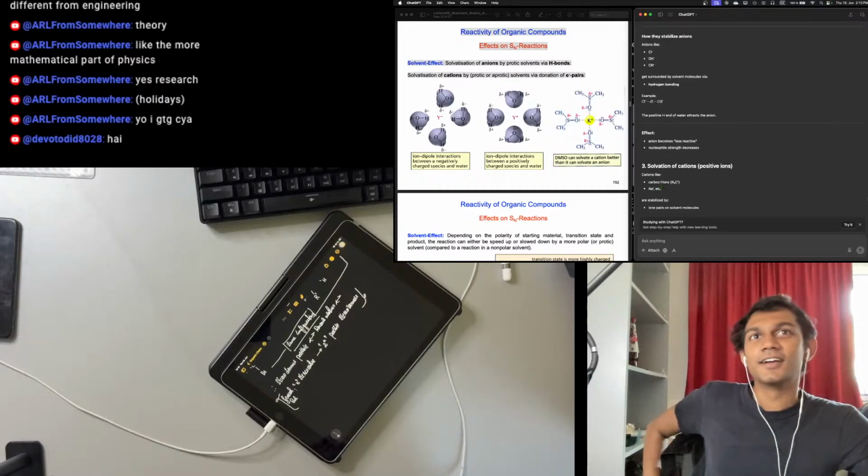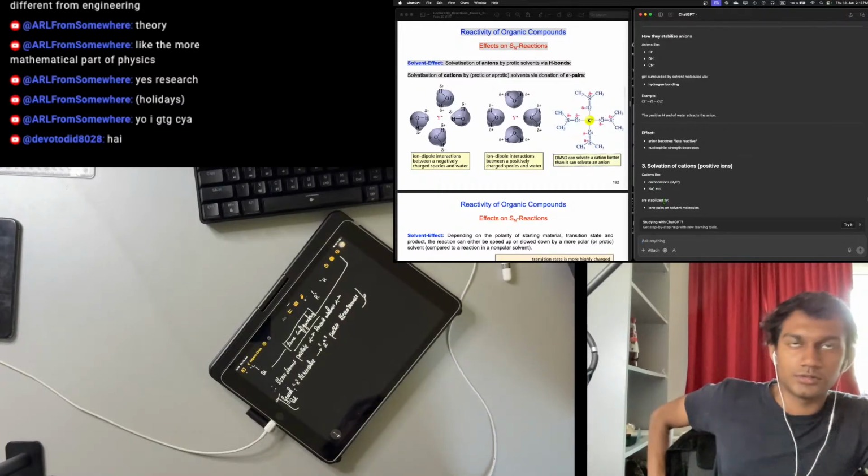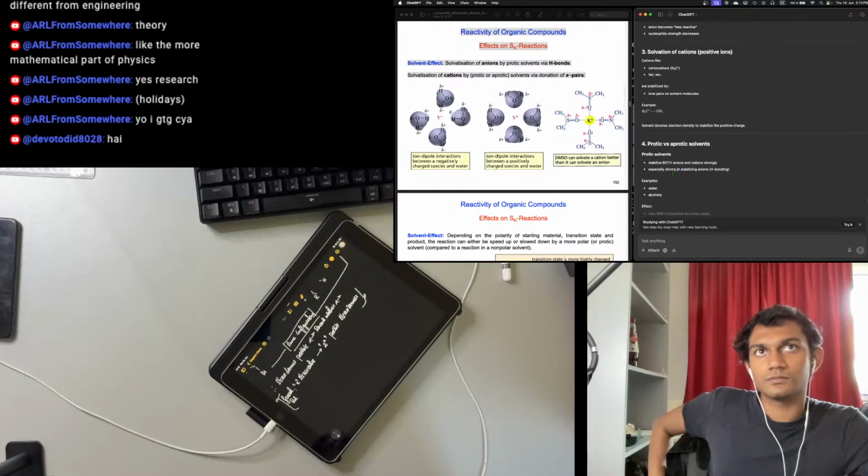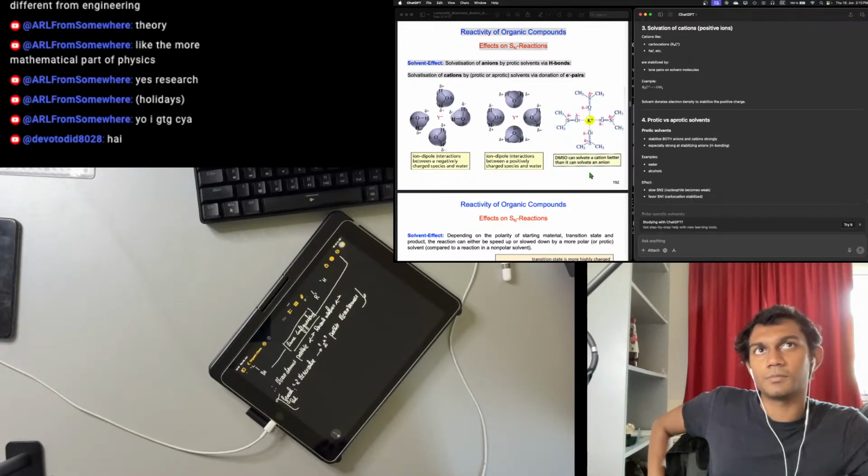Solvation of cations, positive ions. Cations like carbocation, sodium. Protic versus aprotic solvents. Protic solvents stabilize both anions and cations strongly, especially anions. Example: water, alcohol. Effects: slow SN2, favors SN1.